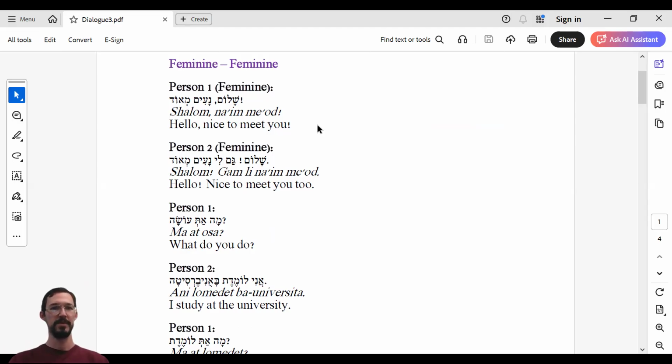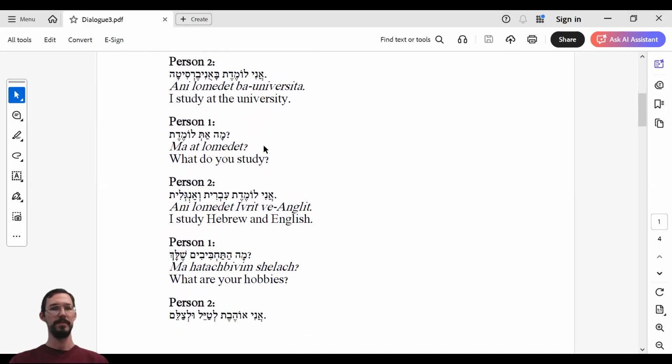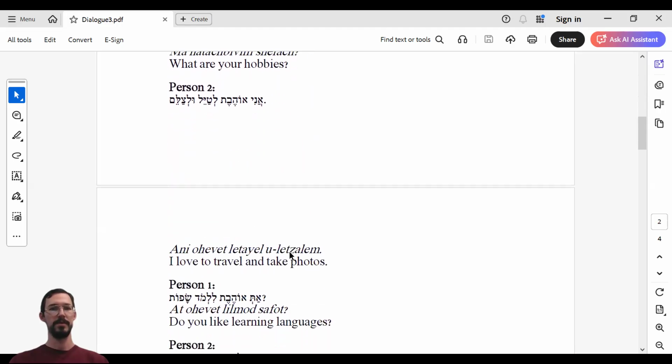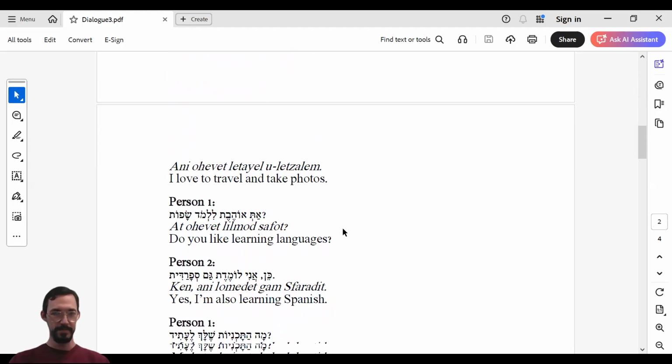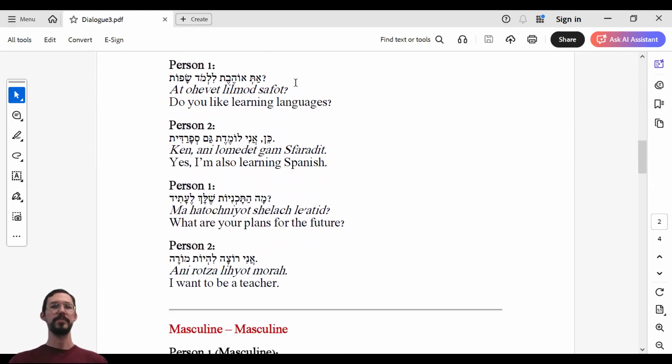Hello. נעים מאוד. שלום, גם לי נעים מאוד. מה את עושה? אני לומדת באוניברסיטה. מה את לומדת? אני לומדת עברית ואנגלית. מה התחביבים שלך? אני אוהבת לטייל ולצלם. את אוהבת ספורט? כן, אני אוהבת גם ספורט. מה התוכניות שלך לעתיד? אני רוצה להיות מורה.